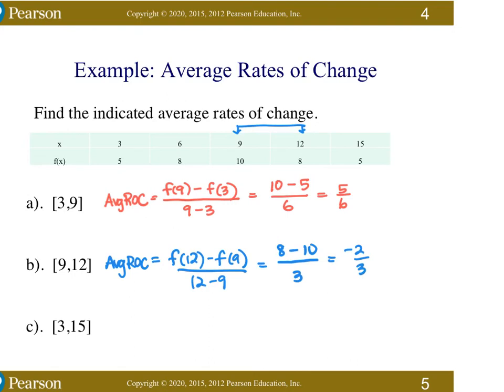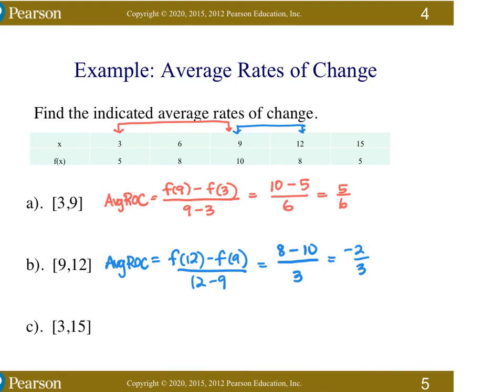But the average rate of change the first time, when I was going from 3 to 9, was positive 5/6. So the first interval had a positive rate of change. The second interval has a negative rate of change. The thing about a rate of change is it's never the same unless it's a straight line. If these dots were in a straight line, then it would have a consistent rate of change. But these don't. These follow a different function, and so they're going to have different rates of change depending on your interval.